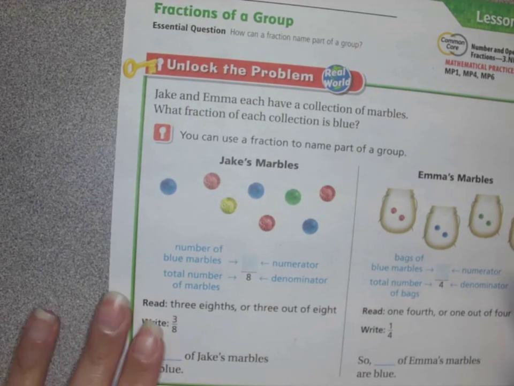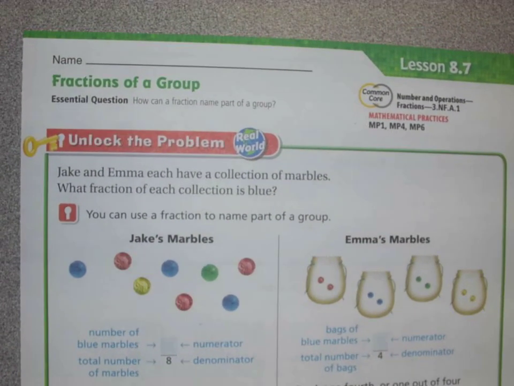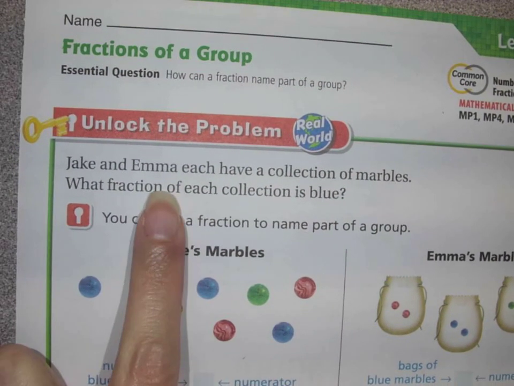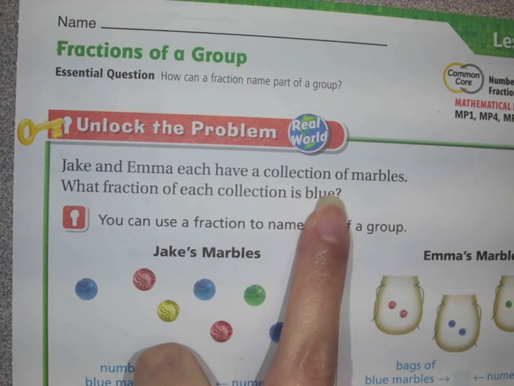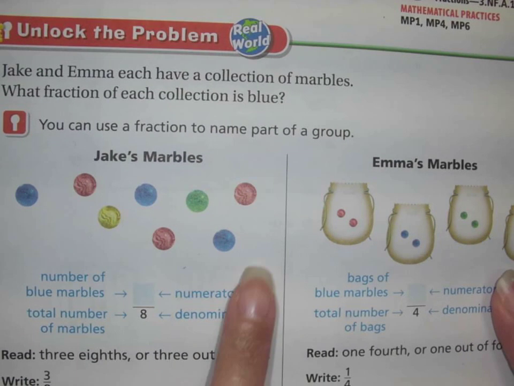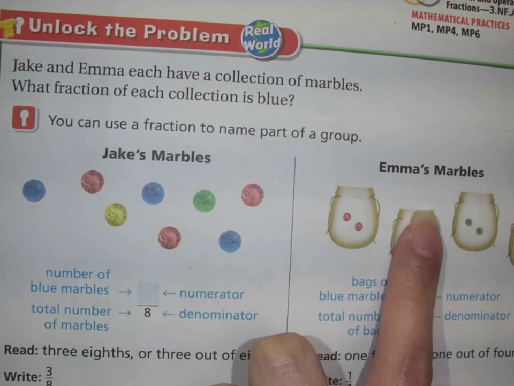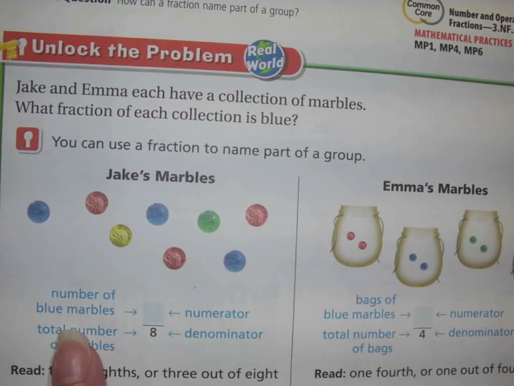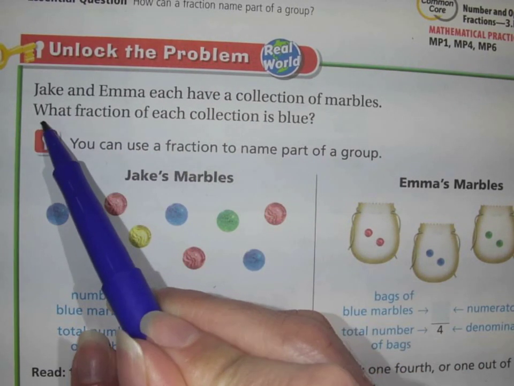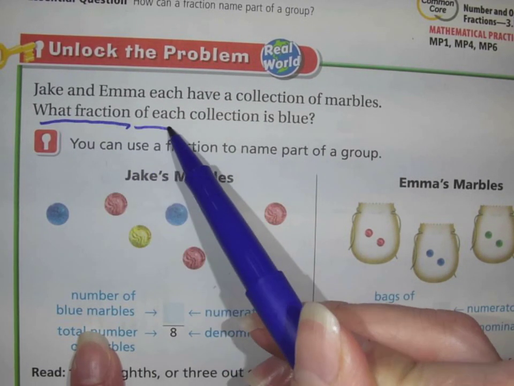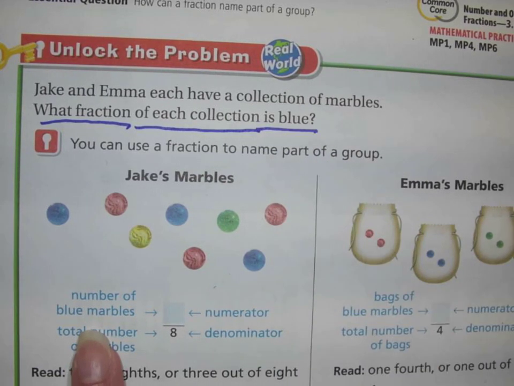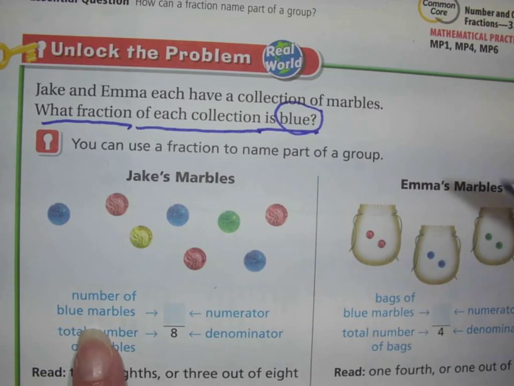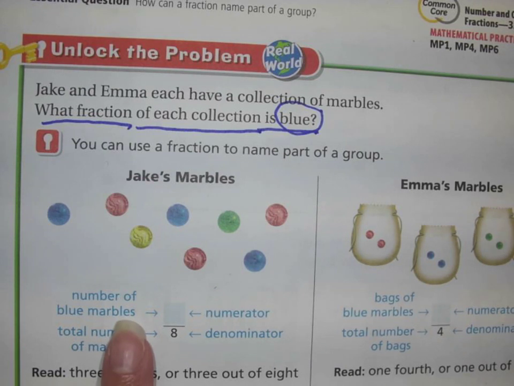Writing fractions that name parts of a group. What does that look like? All right, let's look here. Jake and Emma each have a collection of marbles. Here's Jake's collection of his marbles, and here's Emma's collection of her marbles. The question asks us, what fraction of each collection is blue? That's important. So we're writing a fraction, so we need to make sure we have a numerator and a denominator.